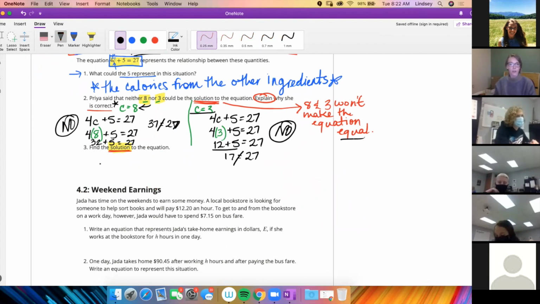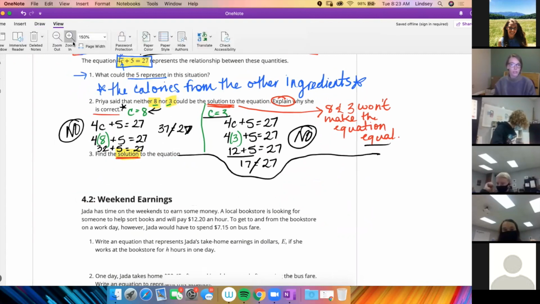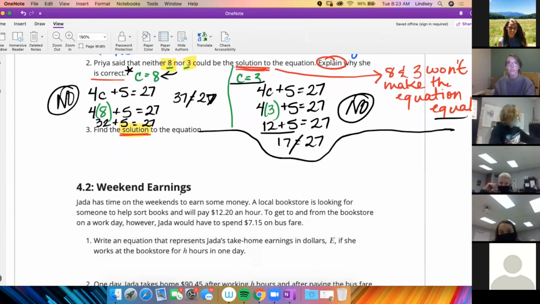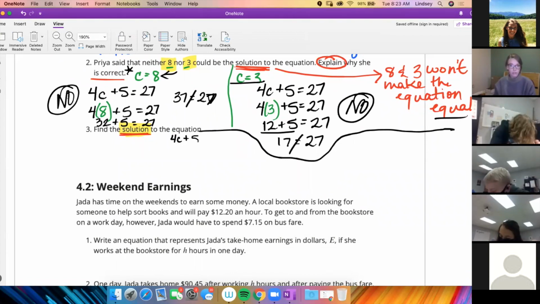Let me mark off this so it doesn't all bleed together. All right, let me zoom in a little bit so that I can have more room. Can y'all still see? Yeah. All right, so we have 4C plus 5 equals 27.